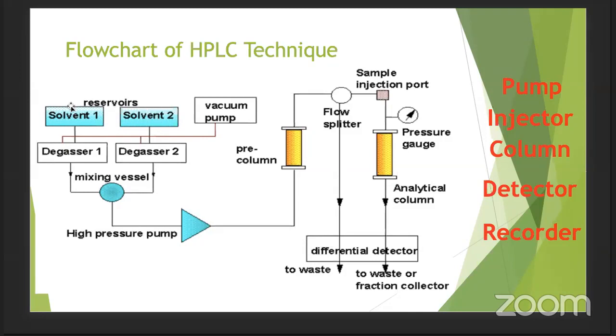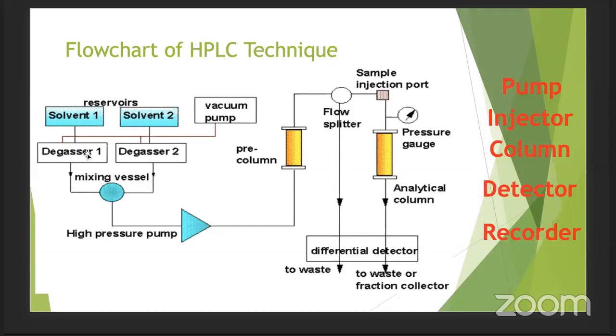So once we have this binary or quaternary reservoir system, the solvents move to the degasser. Now, what exactly is a degasser? Here you see the degasser. There will be separate degassers for separate solvent bottles. So the degasser is used to remove the dissolved gases in the mobile phase or solvent. This degassing is done using a vacuum pump, which removes the gases from the solvent.